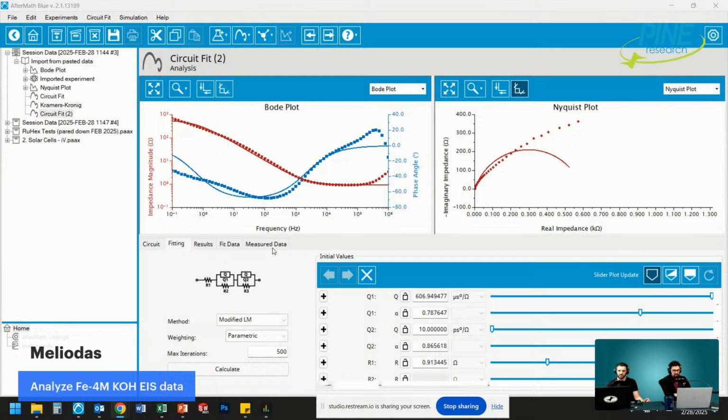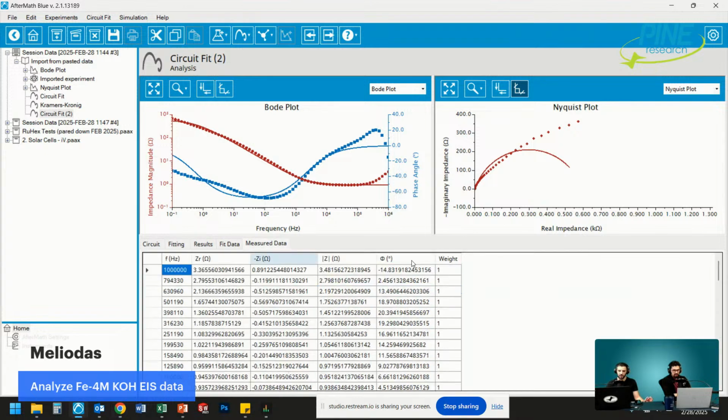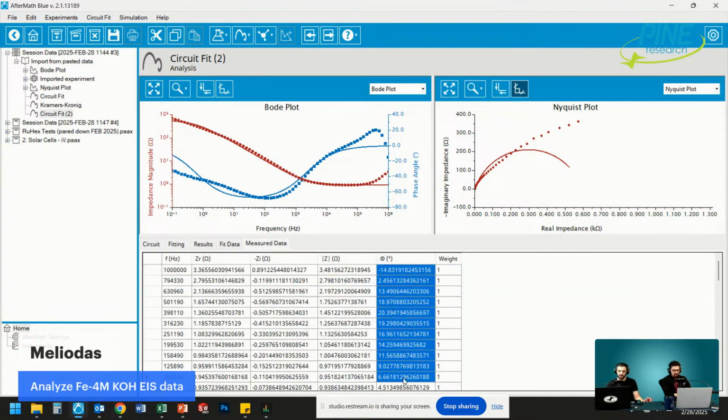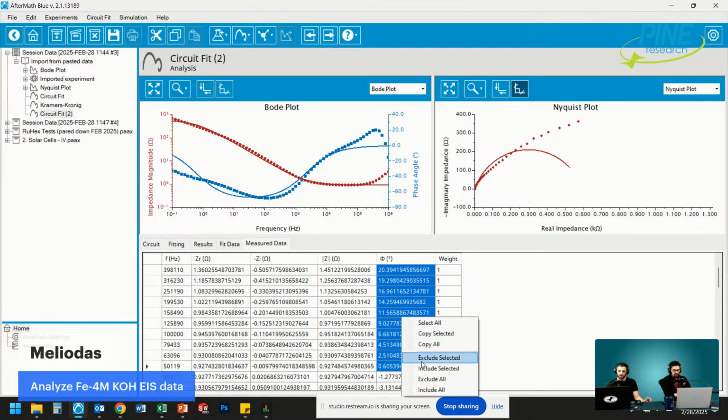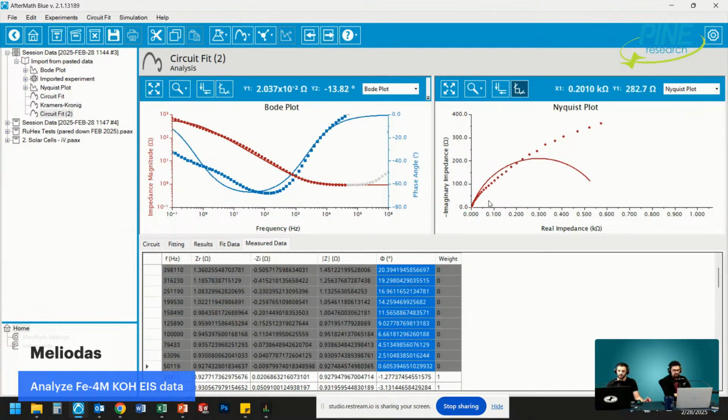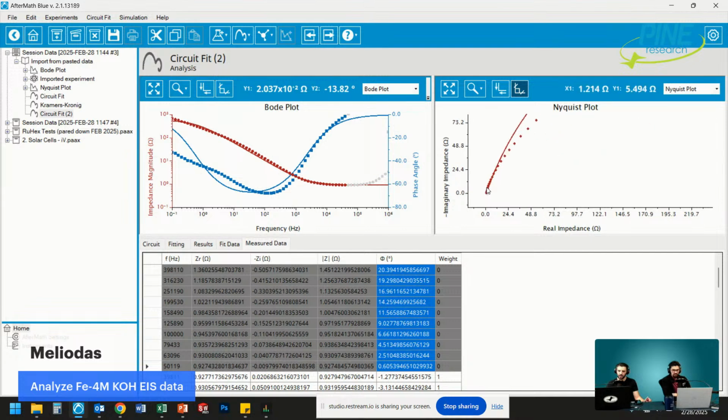Okay. And so the first thing that I'm going to do, before I proceed any further, is just exclude the high frequency artifact kind of stuff. So about to here, I don't really need these data points. If I zoom in on the Nyquist plot, I'm just getting rid of this little tail. I don't need to fit that. It's not anything real. Okay.